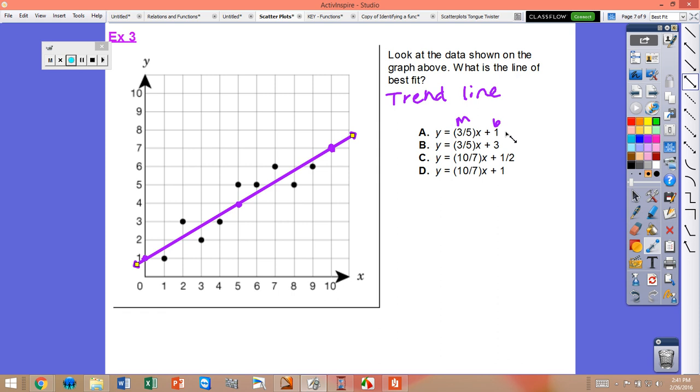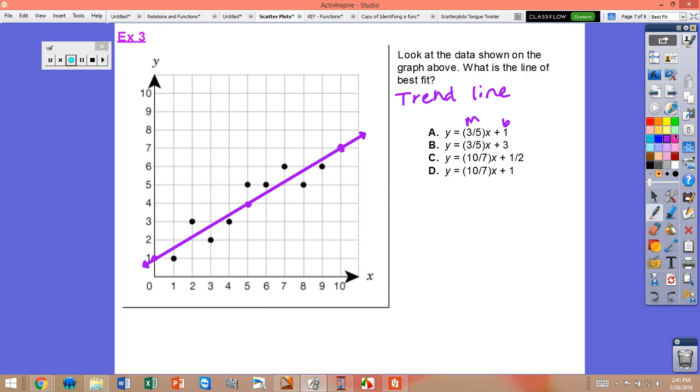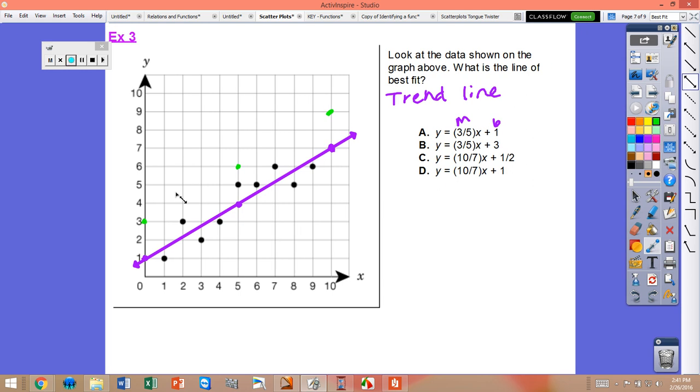Okay, so let's do green this time. My B is 3, and my rise over run is the same as the last one. Rise 3, run 1, 2, 3, 4, 5. So here's my line. That line definitely does not work because all the data is below it instead of the line being right in the middle of the data.